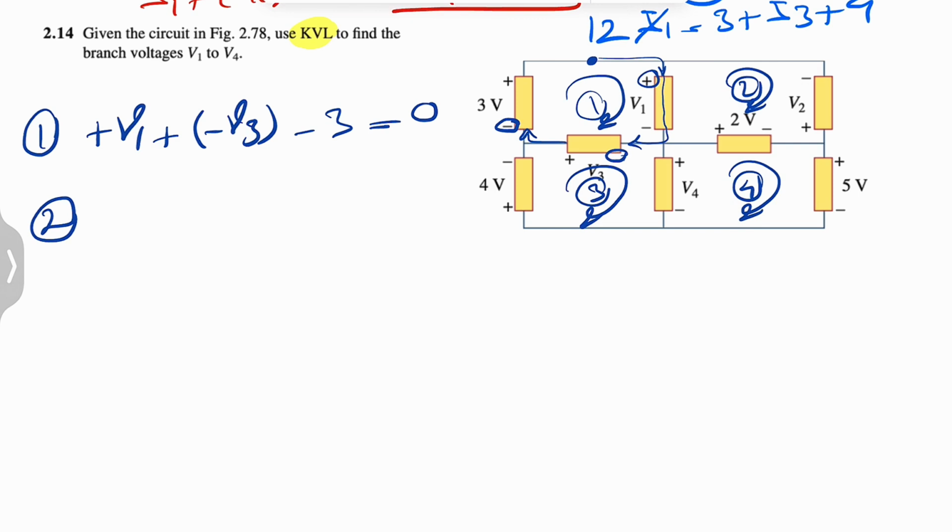The second loop, let's start from this point. We're going to get to negative V2, and we have negative 2 volts here. And the last one here, negative V1 is equal to 0. Another equation with two unknowns, so we're going to move on to the third loop.